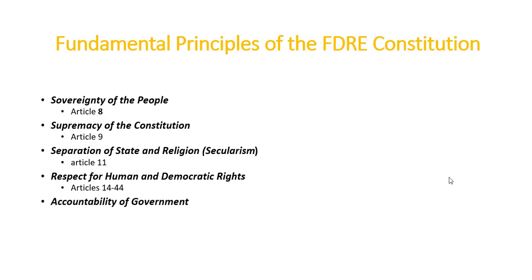Fifth, accountability and transparency of the government. This principle is given recognition in Article 12 of the Constitution. It denotes that the government should be responsible for its functions. The conduct of government affairs shall be transparent, and any public official or elected representative is held accountable for any failure in his or her duty.